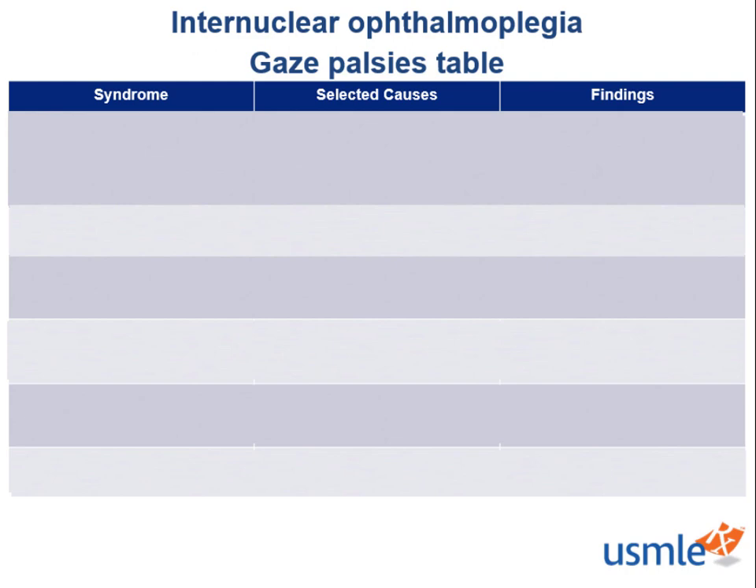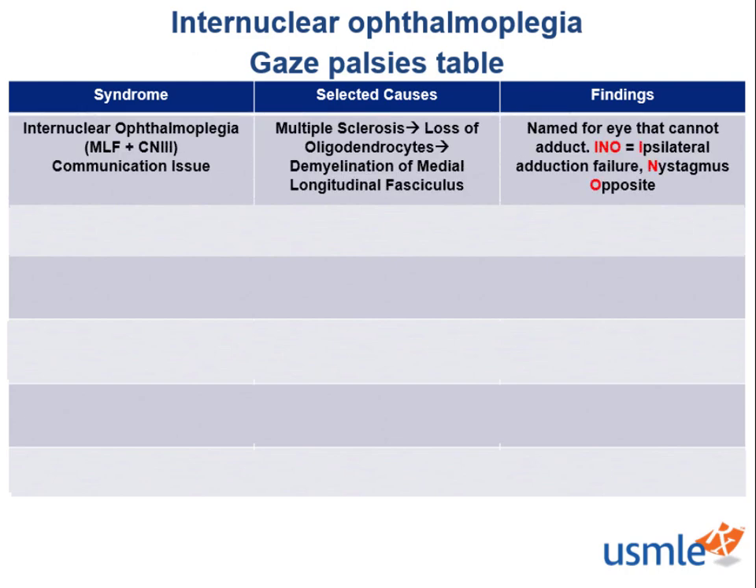Friends, we have covered a lot in this module. Let me give you a gaze palsy table for studying purposes. First, you need to know the syndrome of an internuclear ophthalmoplegia, which is a medial longitudinal fasciculus and cranial nerve 3 communication issue, such that the medial longitudinal fasciculus cannot communicate with the ipsilateral cranial nerve 3 to initiate adduction of the eye on conjugate gaze.